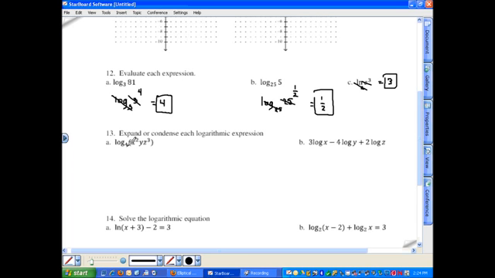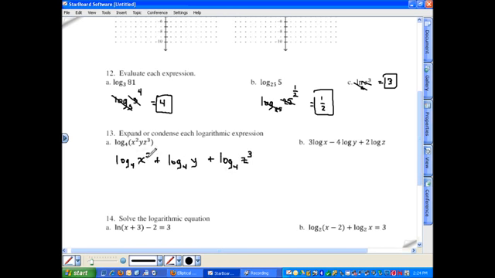Okay, expand or condense each logarithmic expression. In this case we're expanding. This is an example of the product rule. Product rule states that if you're taking the logarithm of a product, that can be expanded into multiple logarithms separated by addition. So this is going to be the log base 4 of x squared plus log base 4 of y plus log base 4 of z to the third.